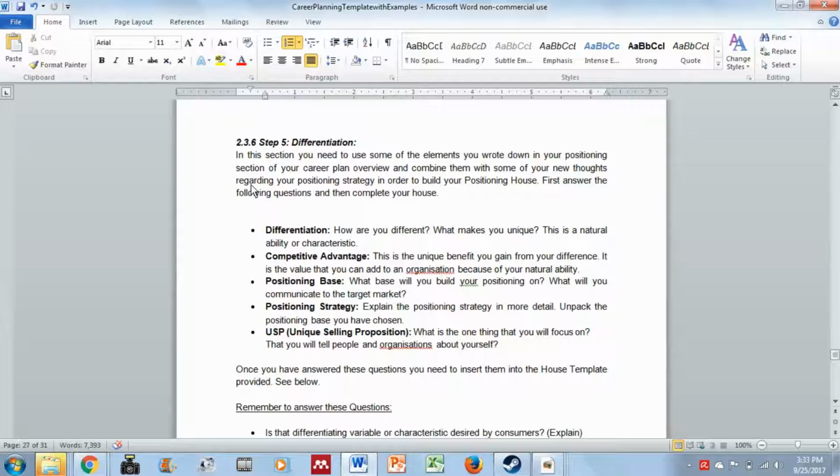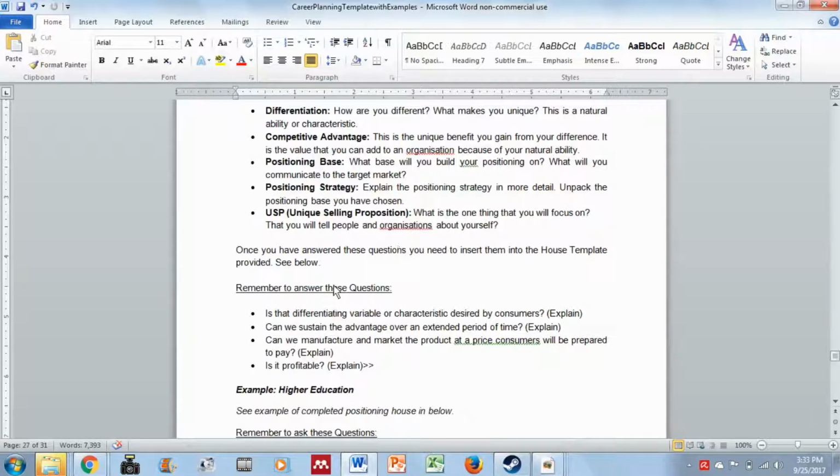Positioning strategy. Explain the positioning strategy in more detail. Unpack the positioning base you have chosen. Then the USP, your unique selling proposition. What is the one thing that you will focus on? That you will tell people and organizations about yourself. This is what I am. Once you've answered these questions, you need to insert them into your house template. See below.